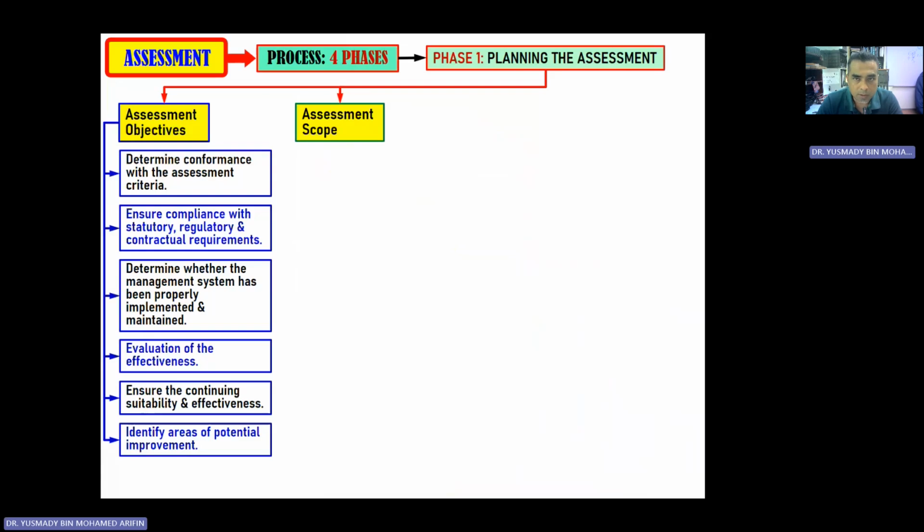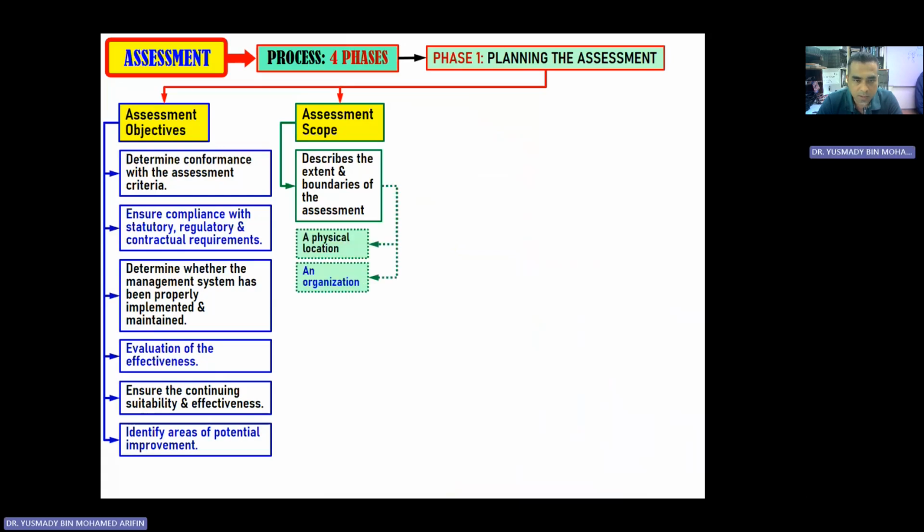The scope of the assessment under phase number 1 describes the extent and boundaries of the assessment, such as a physical location, the information about the organization, and a process within a facility or any combination of the above.